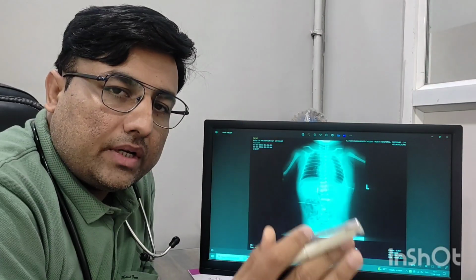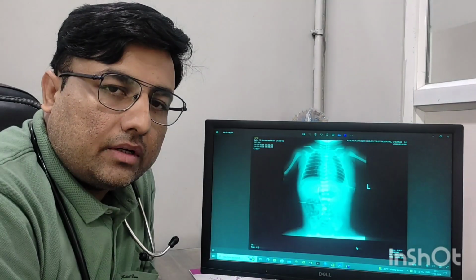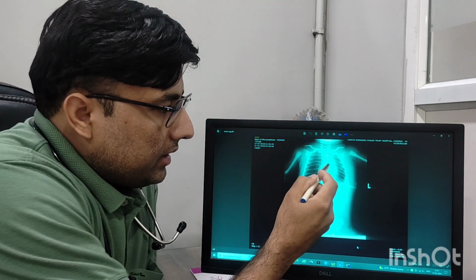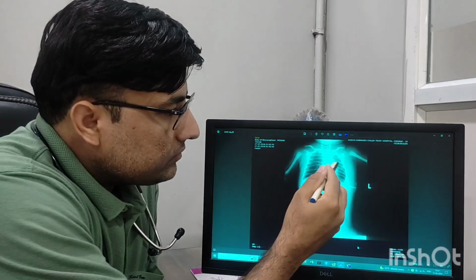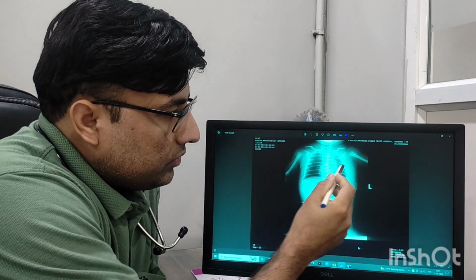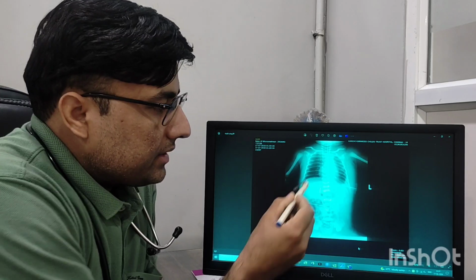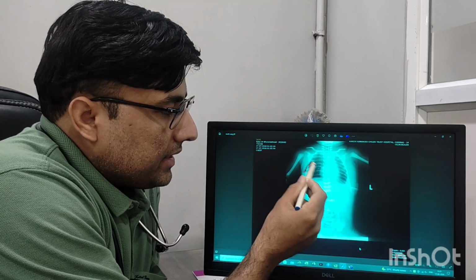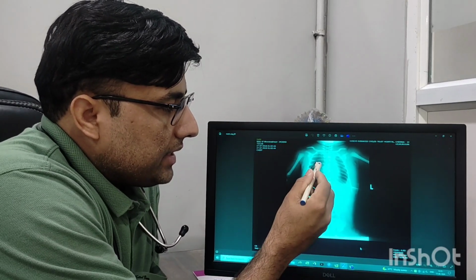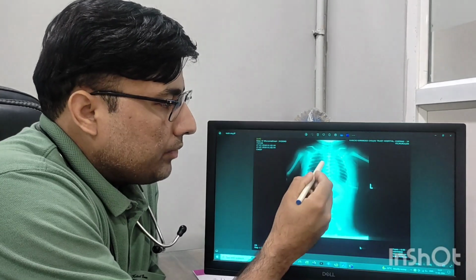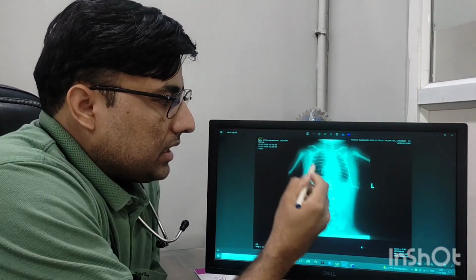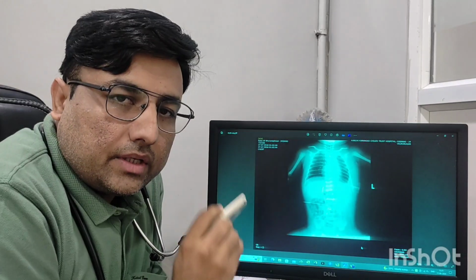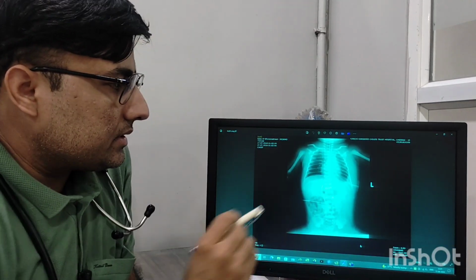Oligemic lung fields will happen in right to left shunt or cyanotic congenital heart disease, and plethoric lung fields will happen in left to right shunt like VSD and PDA. Okay, so we have to see the pulmonary vascular markings. We can say plethoric lung fields if vascular markings are visible up to the lateral 1/3 of the lung fields. Okay, that is the plethoric lung fields.